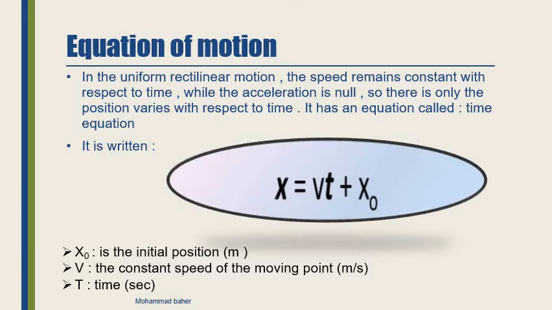The x0 is the initial position and its SI unit is meter. V is the constant speed of the moving point and the unit is meter per second, while t is the time and the SI unit is second.